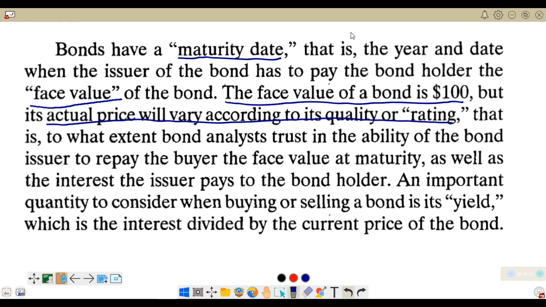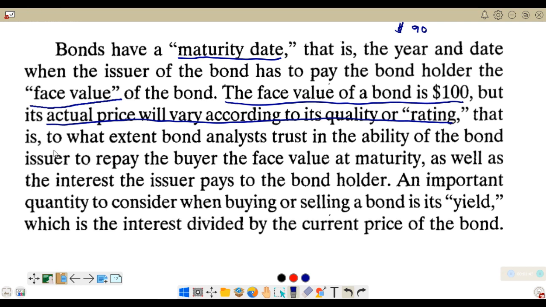So, for example, very poor yung quality ng bond. It is only sold for about $90. Ay, $900 tuloy. $90 for each bond. So, the face value at the end of the maturity date is $100. But, since its rating is not that good, so medyo mababa yung quality nung bond, the actual price is just $90. And it varies depending on the quality or rating.